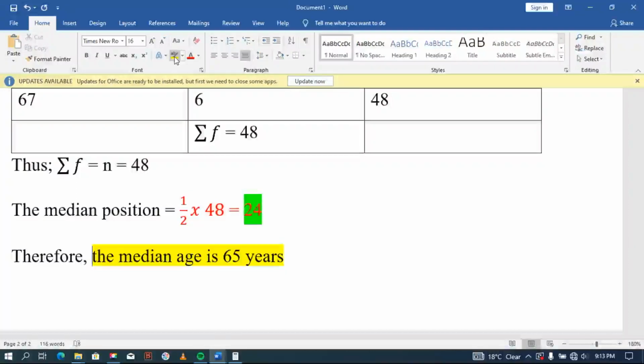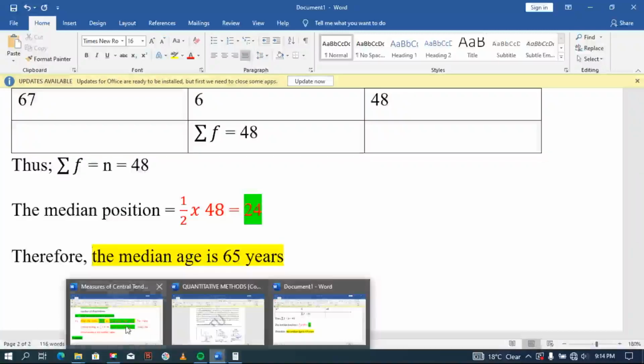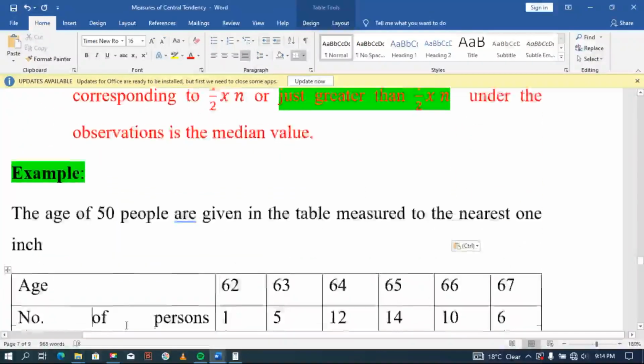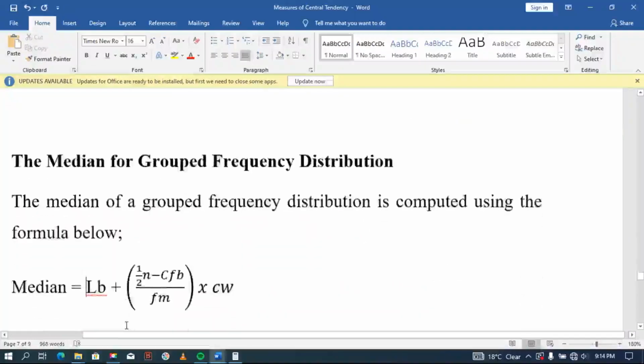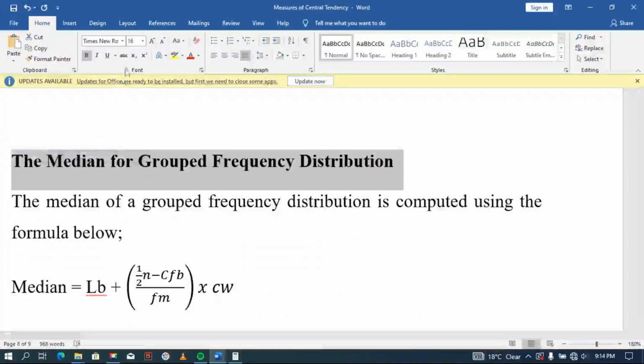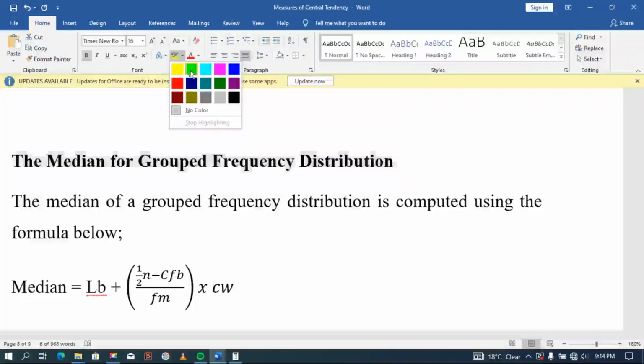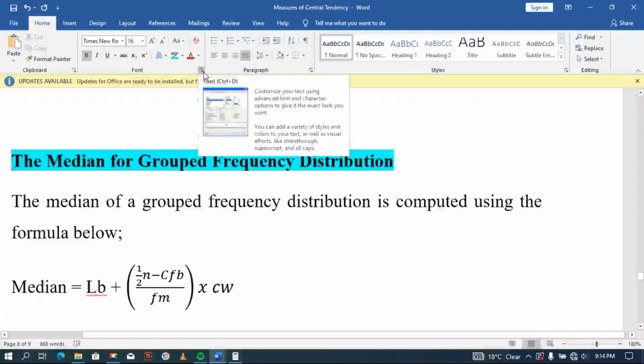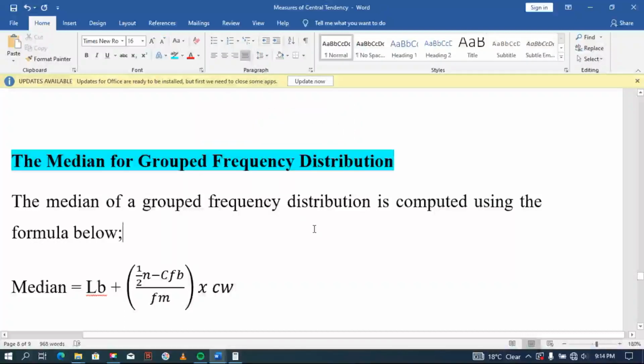And that is basically the median for grouped data. How do we find the median for grouped data? The median for grouped frequency distributions. So under that right hand side, the median of a grouped frequency distribution is computed using the formula below.